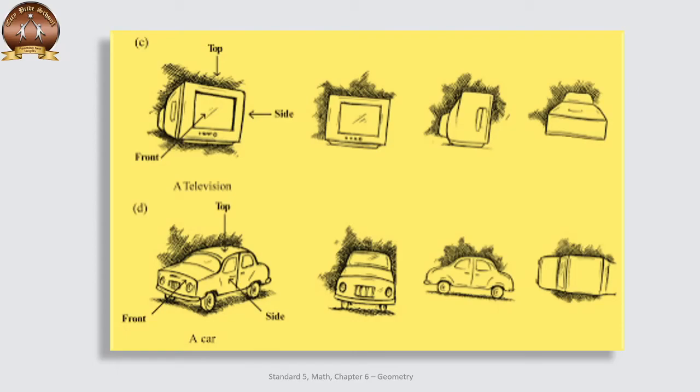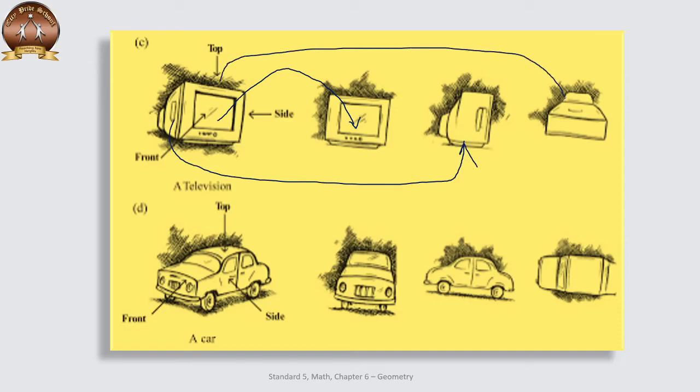If you see a television, the front view is this. The side view is this side, or you can consider any of the sides, this one. The top view would be this one. So all the 3 views of a television will be something like this. I am talking about an old television, not the ones which you see every day in your homes.